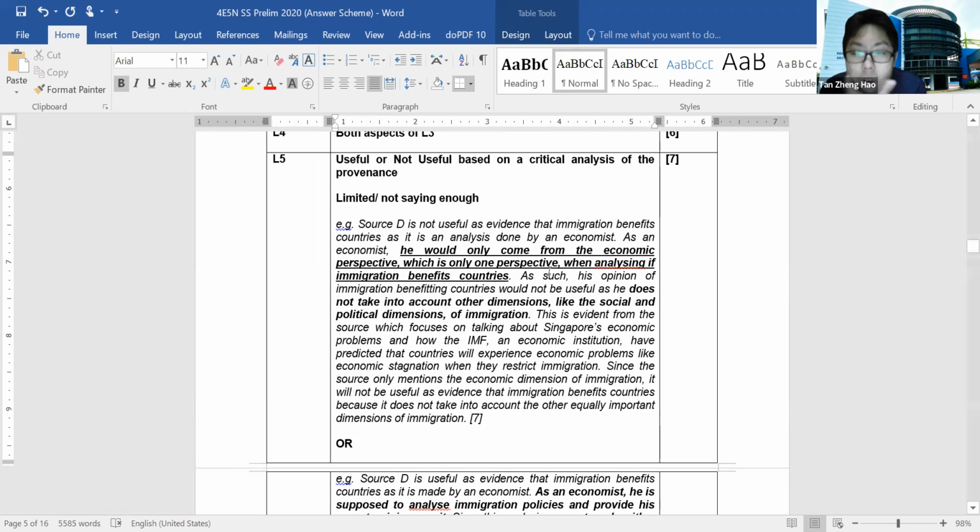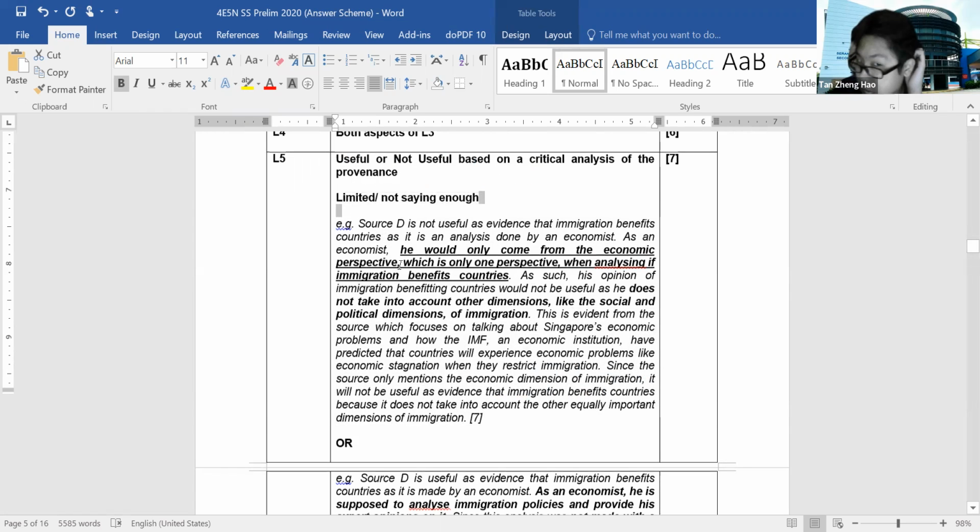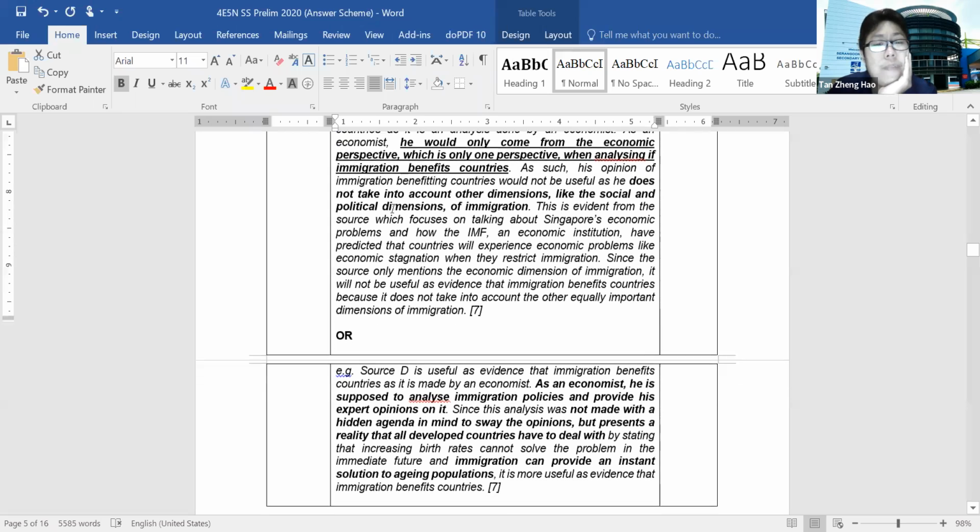The evidence is that they only talk about the economic experience. Since the source only mentioned the economic impact of immigration, it will not be useful as it does not take other important dimensions into account. All I can say is there's no one straight answer to this. Basically, it is whether what the source says is enough, and whether we can believe it or not. Let's look at the other way.